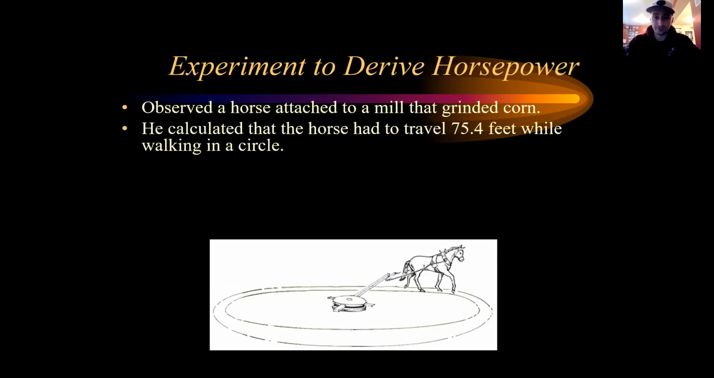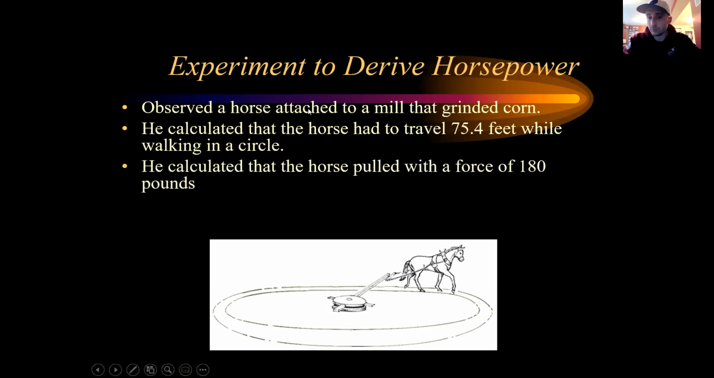The first thing he did was figure out how far around the circle was, right? That's the distance. He figured out that the circumference of the circle that the horse walks is 75.4 feet. That gives me my distance. Then he figured out the force, right? He said it had to pull with a force of 180 pounds to get that thing to move. So we're able to calculate how much work is done each time the horse makes a circle.